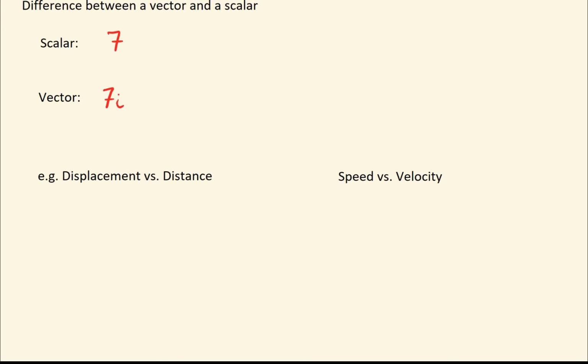In mechanics, we have some definitions that mean the same thing, except one's a vector and one's a scalar. So, for example, displacement versus distance. Distance is a scalar, and displacement is a vector. So, for example, if you travel 10 meters forwards and 10 meters back, your displacement is 0. You haven't moved at all. However, the distance travelled has been 20 meters. And the same thing with speed and velocity. Speed is a scalar, and velocity is a vector.